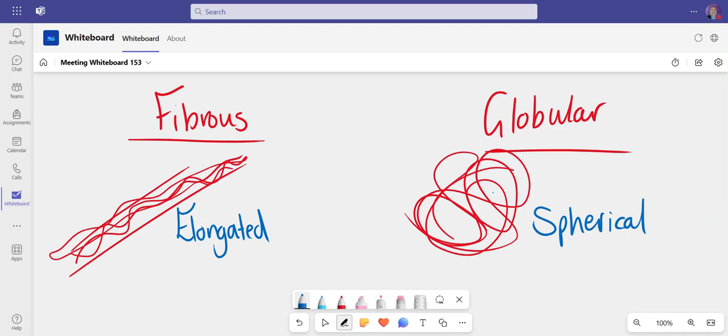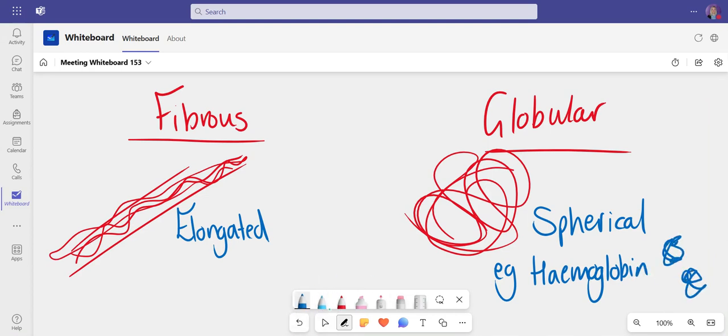Now, a famous globular protein is hemoglobin. Hemoglobin is made of 4 polypeptide chains, so it has a quaternary structure: 2 alpha chains, which I'll draw in one colour, and 2 beta chains that I'll draw in another colour. That alpha and beta is not the same as the alpha helix and beta pleated sheet. That's something different. This is just chain A and chain B. It's just the names they give them. So hemoglobin is an example of a globular protein.